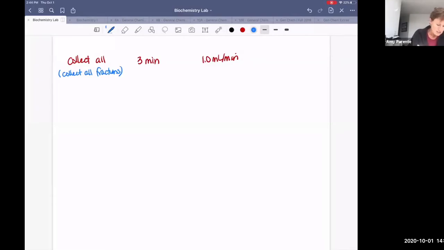So collect all fractions. That 3-minute time period means stay at each tube for 3 minutes. And then this 1 milliliter per minute is our flow rate. This is really the speed that our mobile phase is going through the system. Taking these two pieces together, if we are spending 3 minutes at each fraction and we're going at 1 milliliter per minute, this tells us that each fraction is going to be 3 milliliters in size.